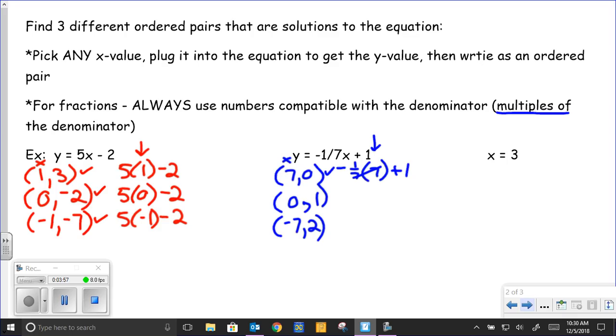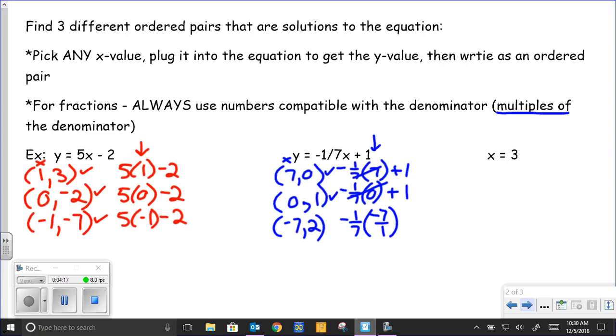The next one we have is -1/7 times 0 plus 1. And when I do that, this is 0. That just cancels out because anything times 0 is 0. And this checks out because I have 1 left over, so my y is 1. Now we also have -1/7 times -7/1.